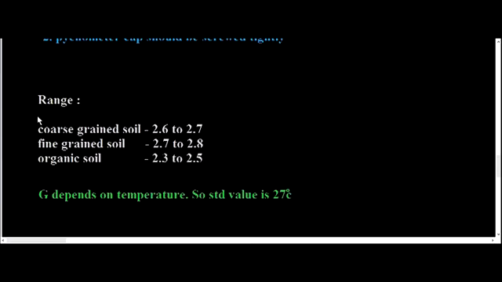Now regarding the range, coarse-grained soils generally have a specific gravity of around 2.6 to 2.7, whereas fine-grained soils have a specific gravity around 2.7 to 2.8 and organic soil around 2.3 to 2.5. Specific gravity generally depends on temperature. So for the best results, it's recommended to do the experiment at a temperature of 27 degrees centigrade.